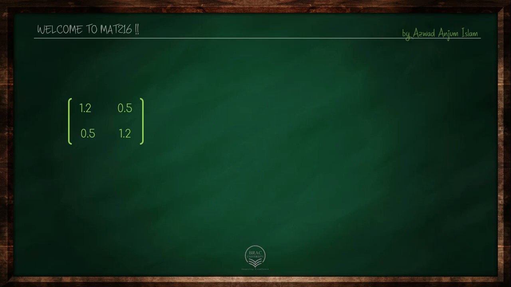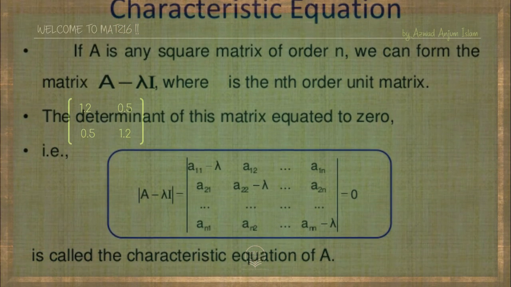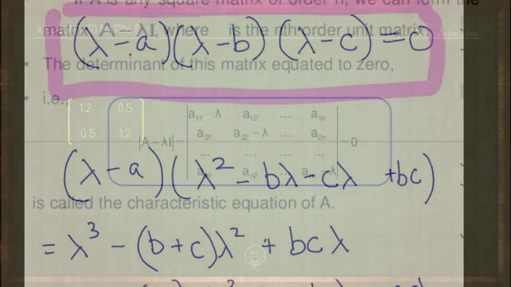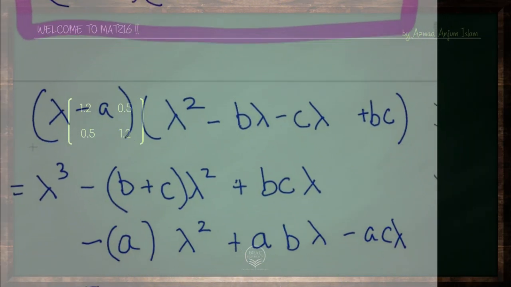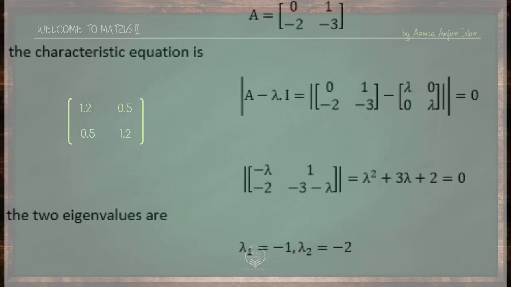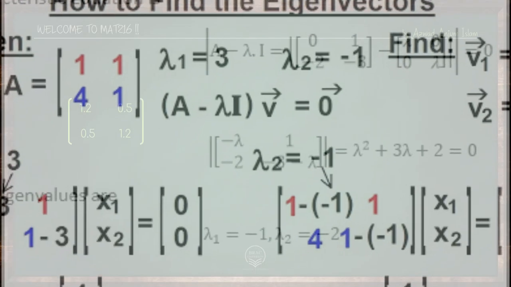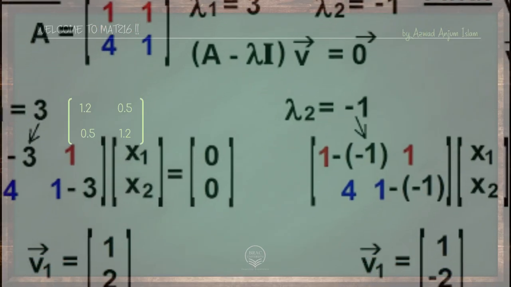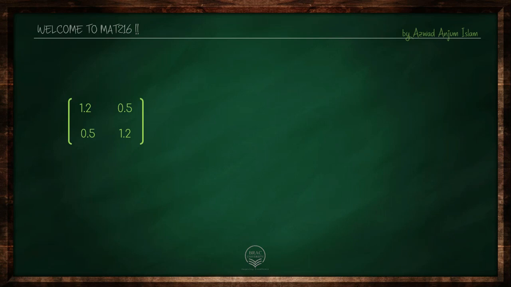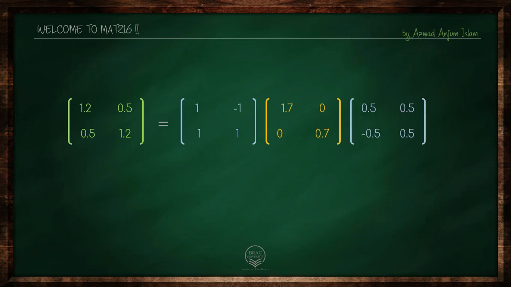But you already know how to do that, right? You find the characteristic equation, you solve it for the real values, which gives you the eigenvalues, then you find the corresponding eigenvectors for those values, and that will give you enough information to find the diagonalization, which is this. We have the matrix P, which has the eigenvectors as its columns.